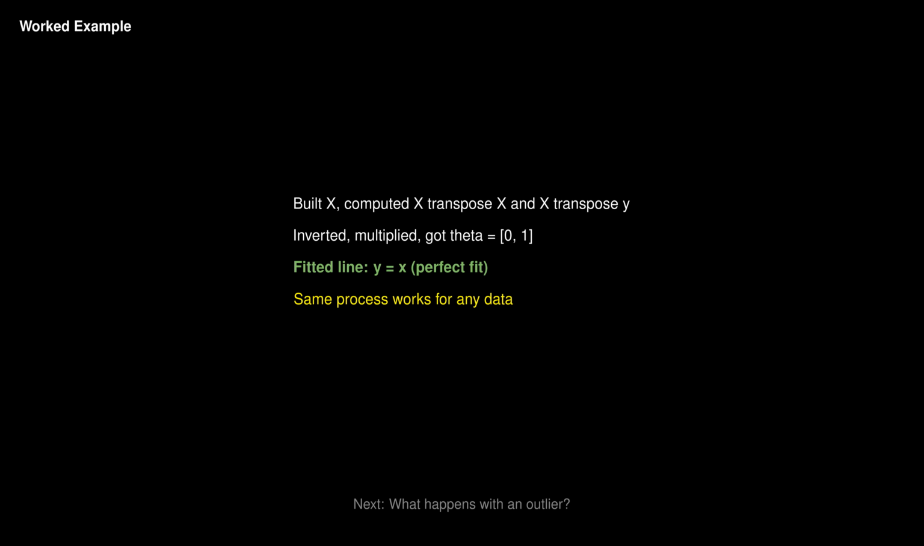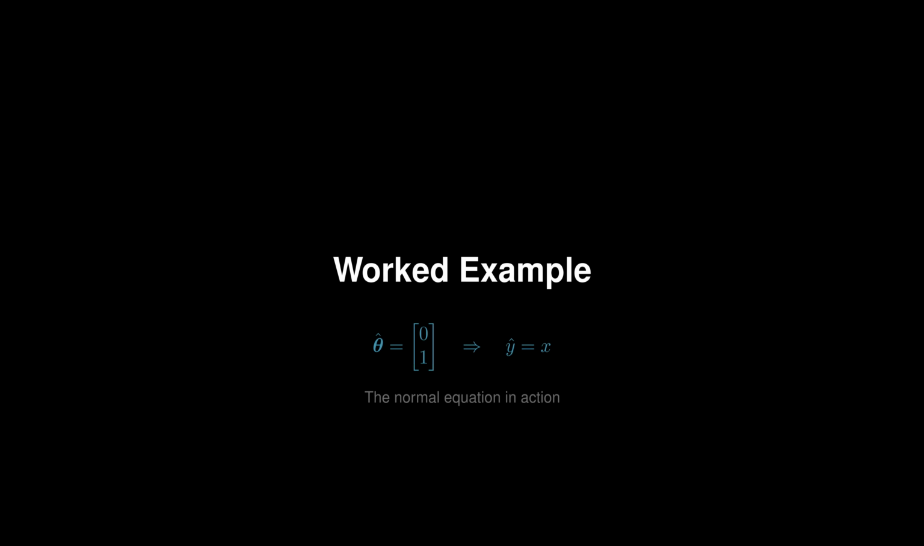We built X, computed X transpose X and X transpose y, inverted and multiplied. The result matched the data perfectly. In real data, the fit will not be perfect, but the process is exactly the same. Next, we see what happens when the data has an outlier.